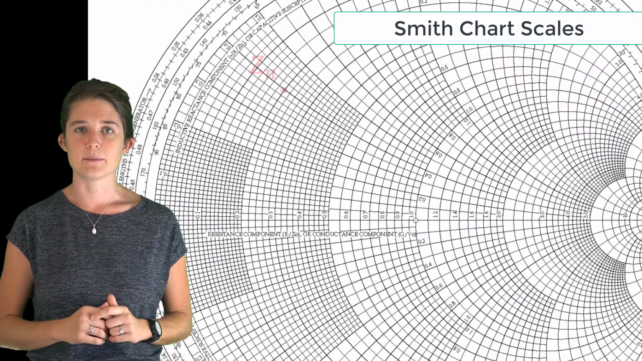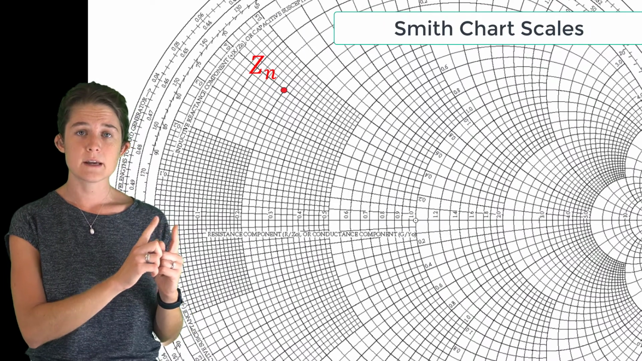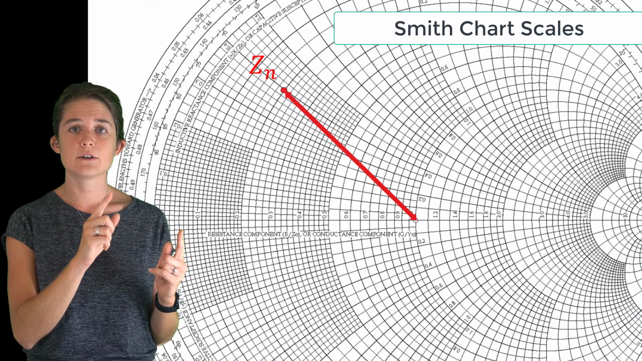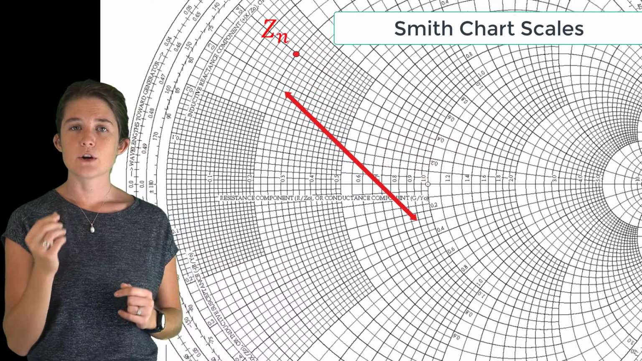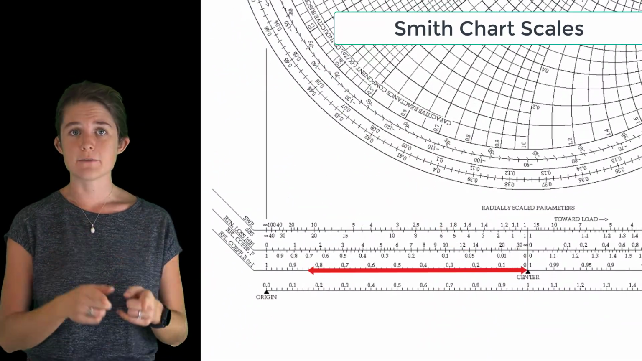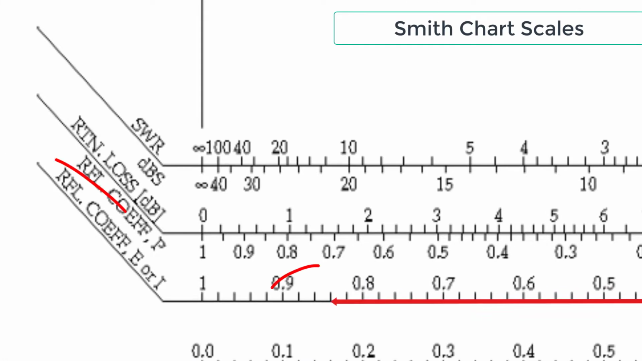First, the magnitude of gamma may be found by measuring, with a compass, the distance from the center of the chart to the plotted impedance. The corresponding magnitude of gamma may be read off the scale at the bottom of the page.